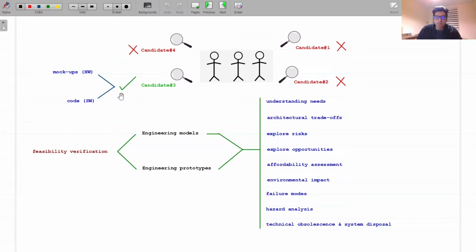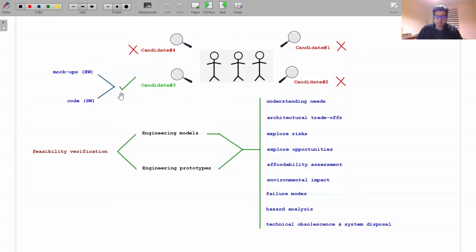As part of this evaluation, mockups may be built for hardware or coded for software, engineering models and simulations may be executed, and prototypes of critical elements may be built and tested. Engineering models and prototypes of critical elements are essential to verify the feasibility of concepts, to aid the understanding of stakeholder needs, to explore architectural trade-offs, and to explore risks and opportunities.